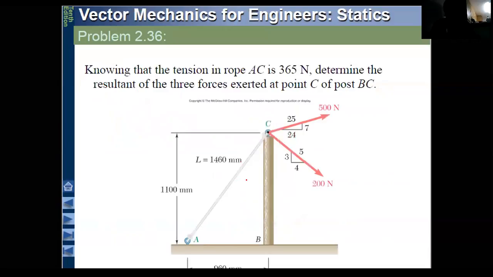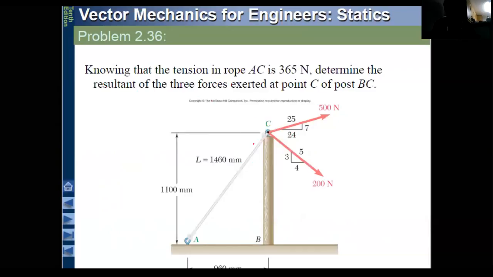All right, here we have a rope that has a tension in it, and we have a point that is actually the intersection of three vectors, three forces. Three forces are acting upon a single point. So these are vectors, and we can use the rule of addition to calculate the resultant of these three forces.